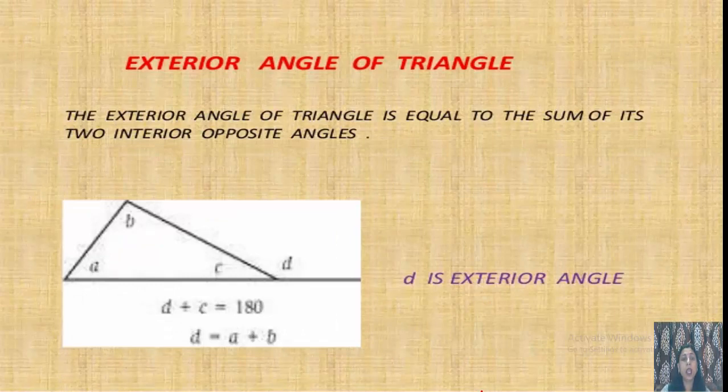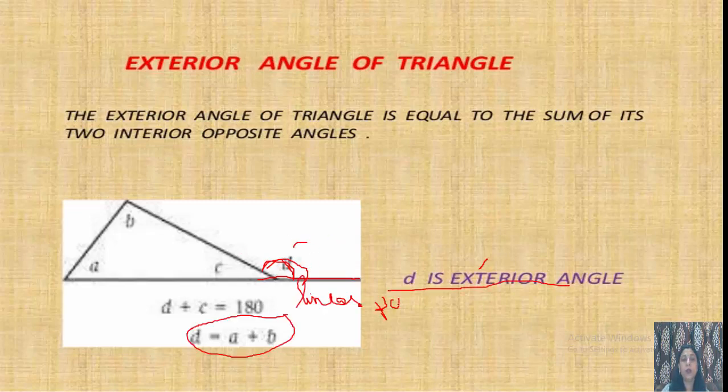Now if any of the side of the triangle it is produced, जैसे अब ये वाली साइड यहाँ पे प्रोड्यूस हो रही है इस साइड पे, तो this angle D which is formed outside the triangle is known as exterior angle, and the B plus D plus C is 180 degree because it is making a linear pair, whereas D is equal to B plus A or A plus B, and this is known as exterior angle property.